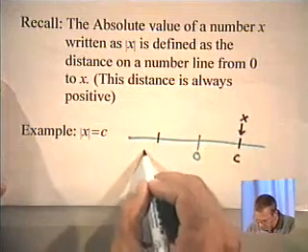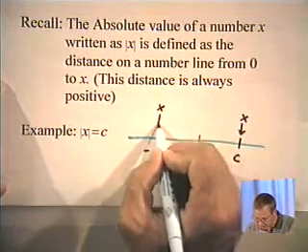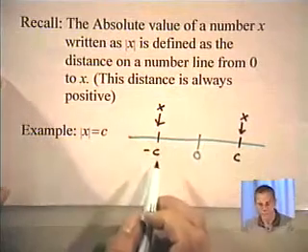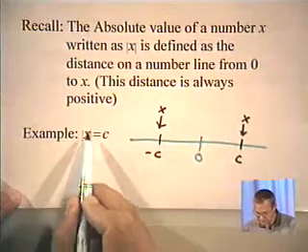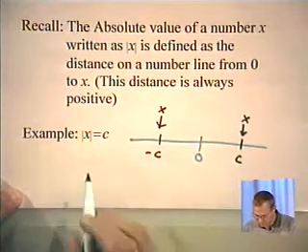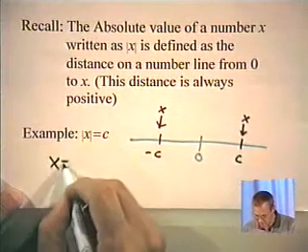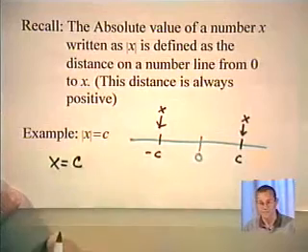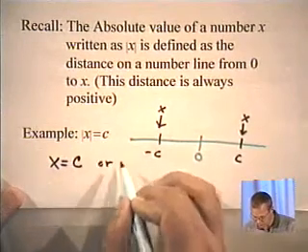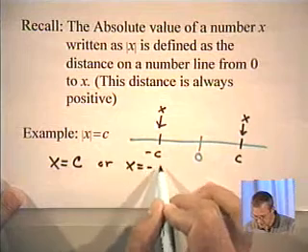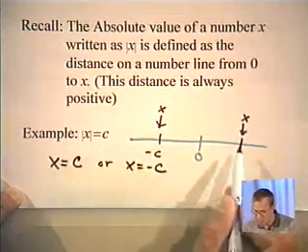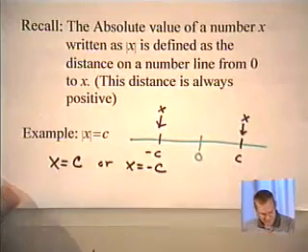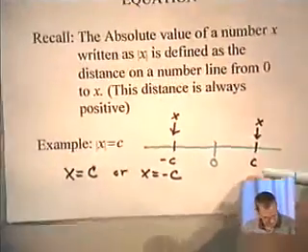Or x could equal negative c. So take a look. If we have this statement, the distance from some number is c, well then my only choices for x are x must equal c, or x must equal negative c. Those are the only 2 points that are c units away from 0.